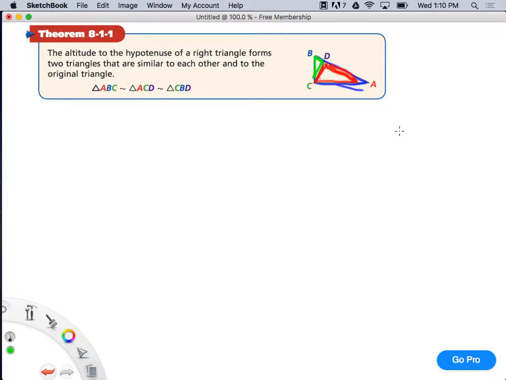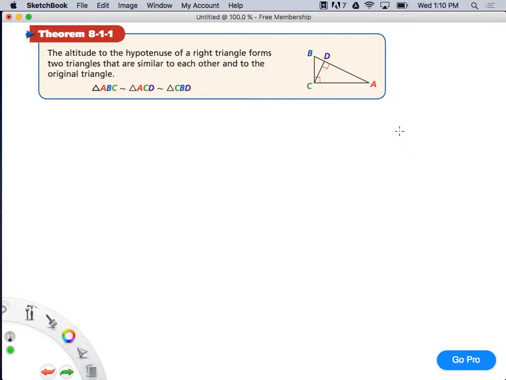Now, how do I make a similarity statement about these triangles? Well, what do I notice? I notice that all of them have a right angle. The biggest triangle has the right angle here, the middle triangle has this right angle here, and the smallest triangle has a right angle there. The altitude is CD. The altitude connects the right angle to the hypotenuse, just like that.